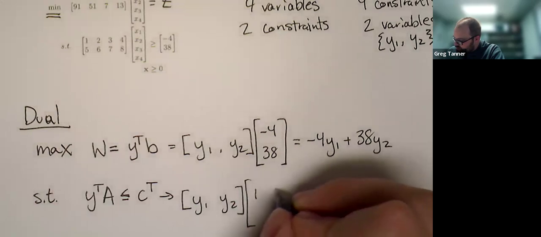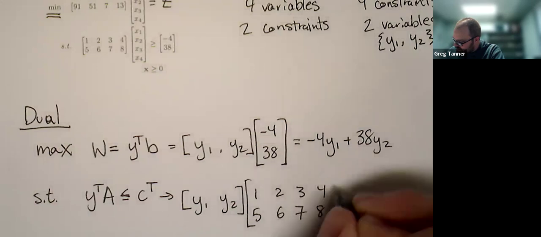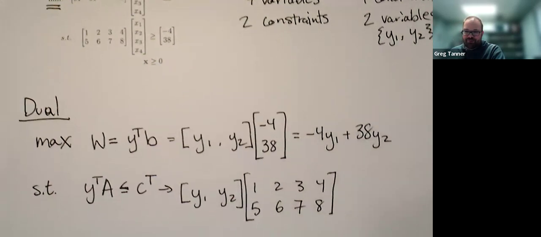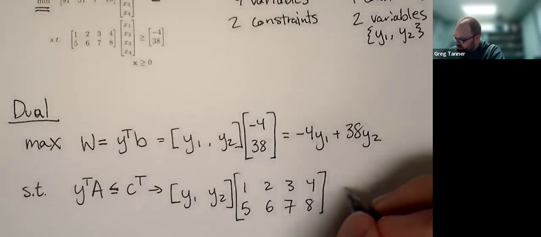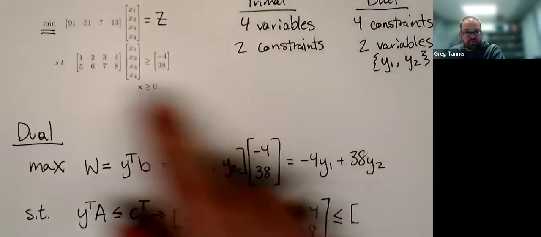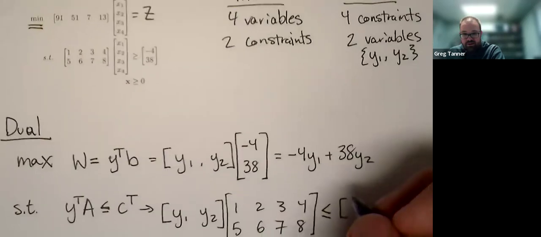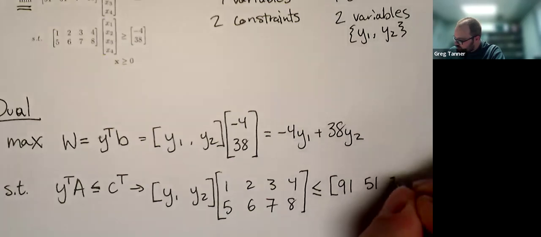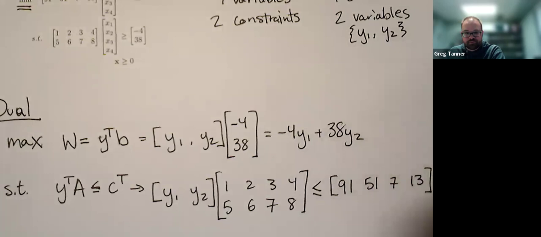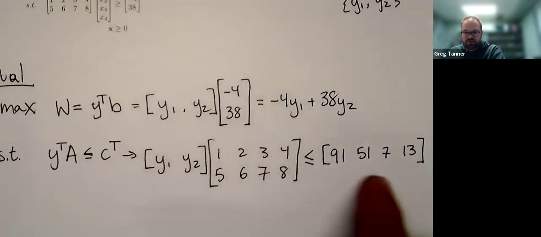And so that's going to be 1, 2, 3, 4, 5, 6, 7, 8. You can tell I wasn't having much creativity when I put this problem together. So that's that. And that's going to be less than or equal to what was the previous cost vector or objective vector up here. And so that's going to be greater than or equal to 91, 51, 7, 13. Okay, so here's our objective, here's our constraints.